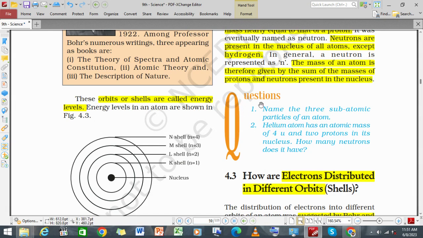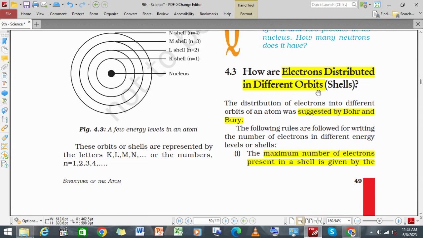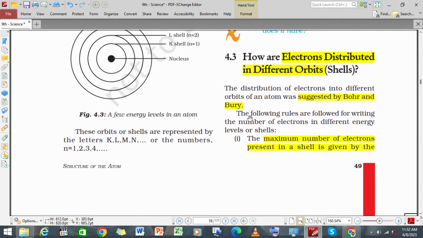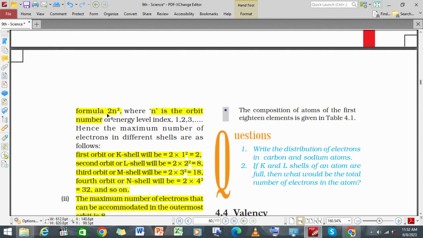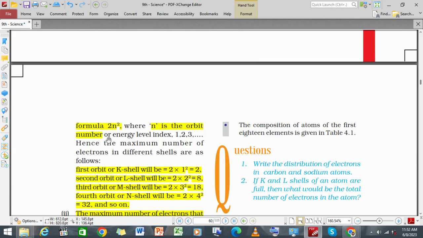Now, the electron doesn't have much mass. Whatever mass we have comes from the protons and neutrons. So if we want to find the atomic mass, we add the neutrons and protons of that atom. Now electrons are distributed in different orbits. This was suggested by Bohr and Bury. They said the maximum number of electrons present in a shell is given by the formula 2n square, where n is the orbit number.